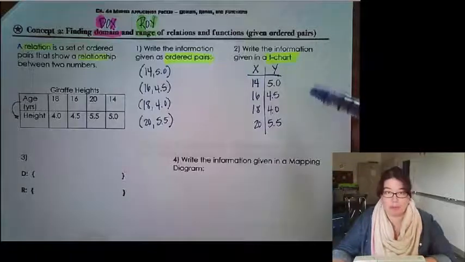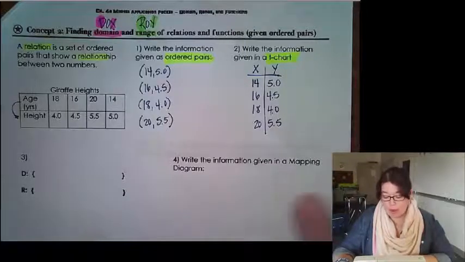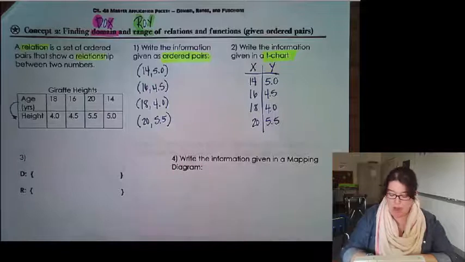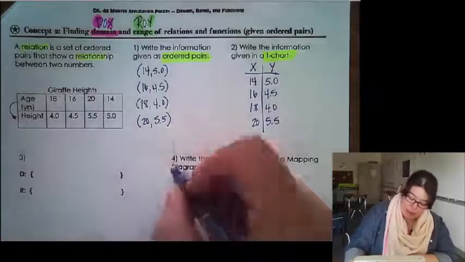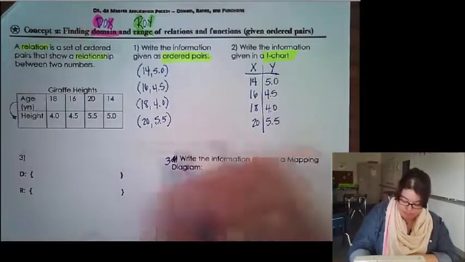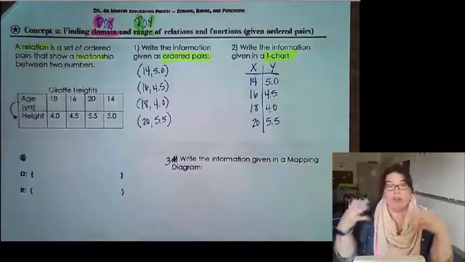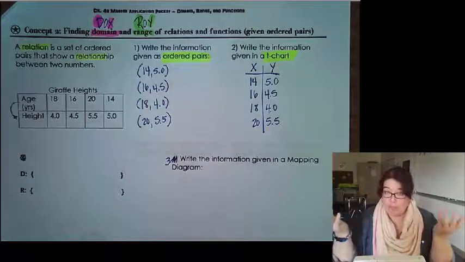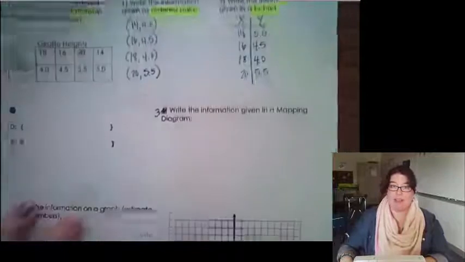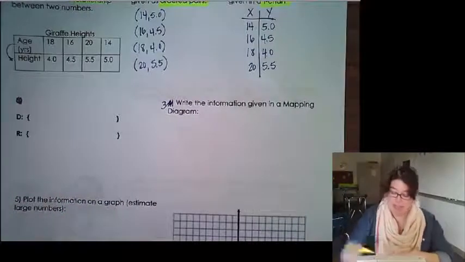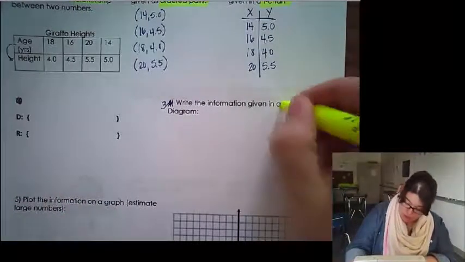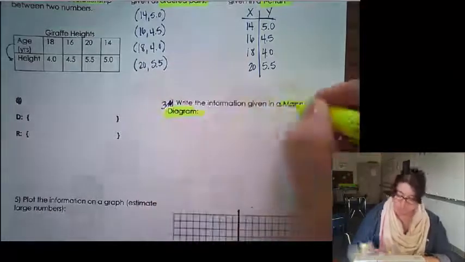of this relationship. Now, the third way, and you'll see I have these numbered wrong. I apologize. This is the third way that we can show the relationship with these numbers, and that's with a mapping diagram. And a mapping diagram is actually one of my favorites, and you'll see why in just a little bit.